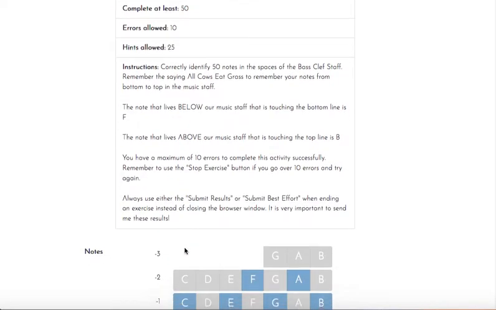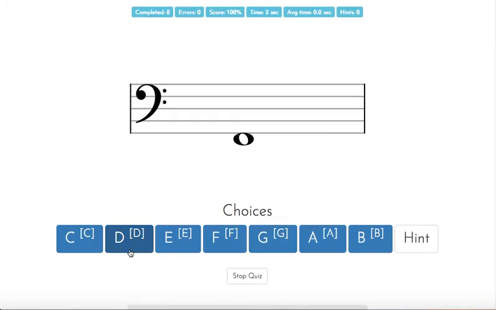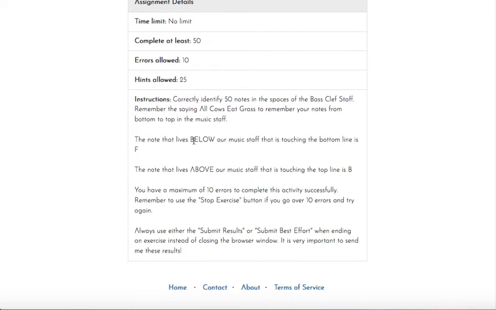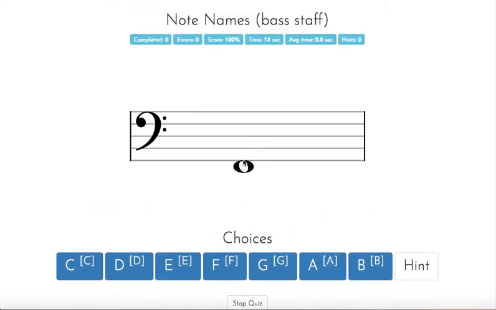And again, let's scroll down and let's look at a couple of these together. Right away, it starts us off with one of our new notes. In our instructions, we mentioned a note that lives below our music staff, but is touching the bottom line is F. Below our music staff, touching our bottom line, F. And all cows, C. All, A. All cows eat grass, G. All cows, C. All cows eat, E. There's our new note right there.